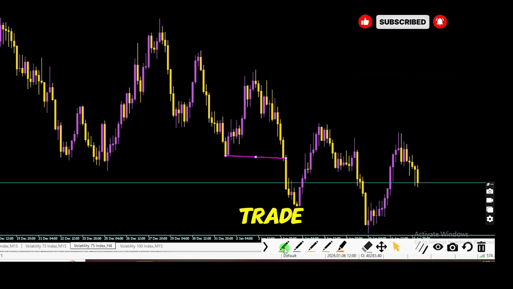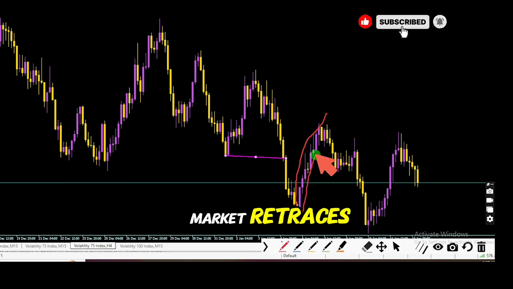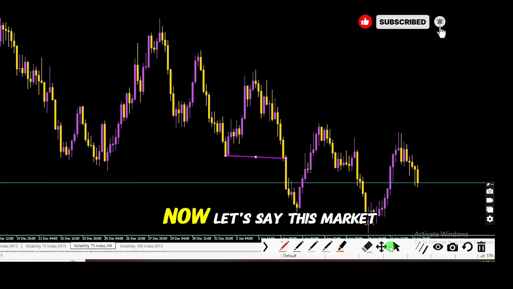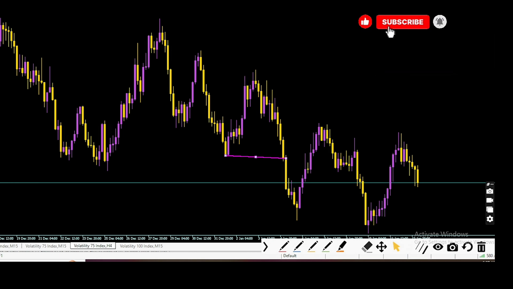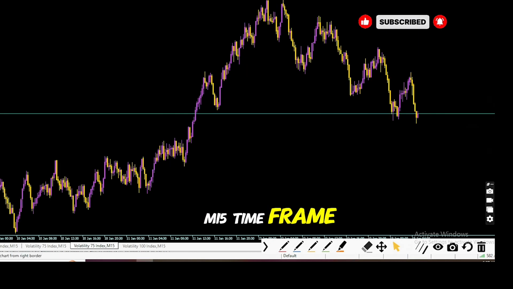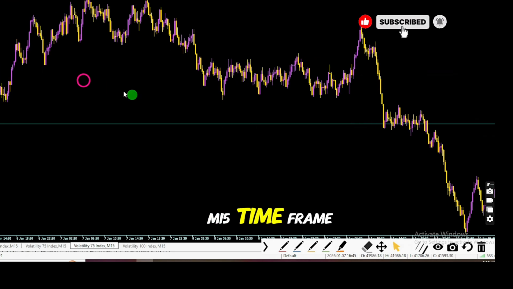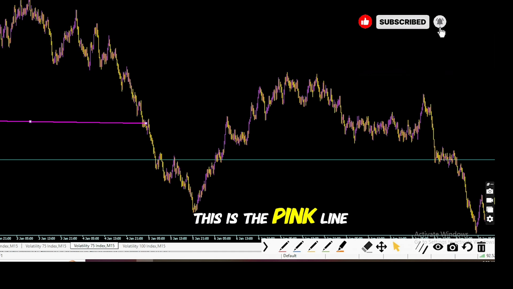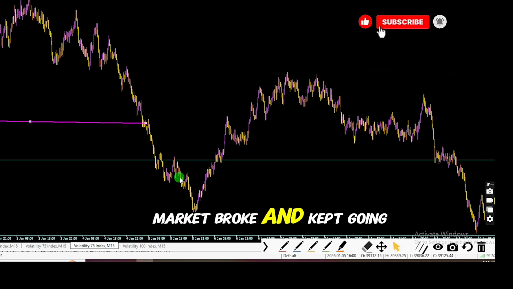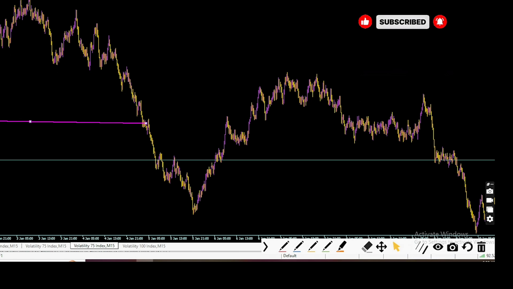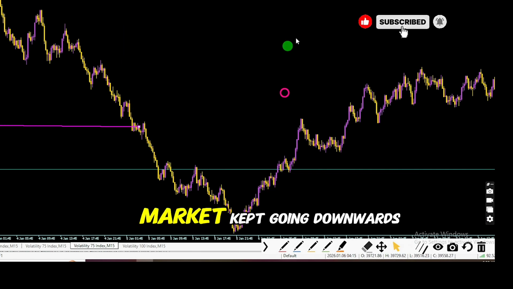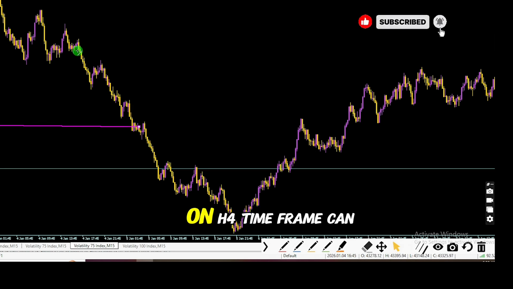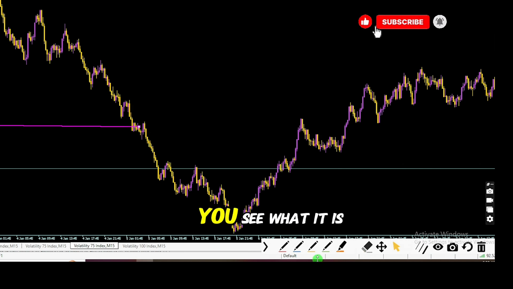And you know how I trade, I would want to see the market retrace, that is pull back, so I can get a good entry. Now let's say this market broke structure and we go down to the M15 time frame. When we go down to the M15 time frame, this is the break, right? This is the pink line I marked. The market broke and kept going downwards. Now notice what happens here. The market kept going downwards. Now that single leg of price that you saw on the H4 time frame, can you see what it is doing here?